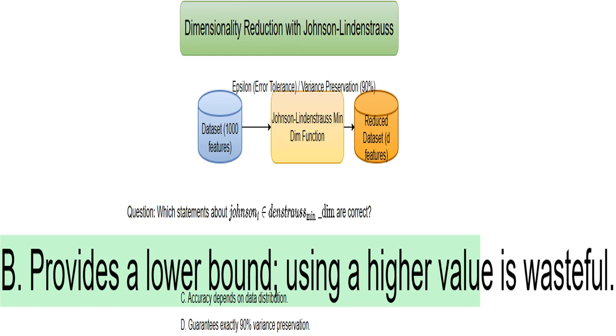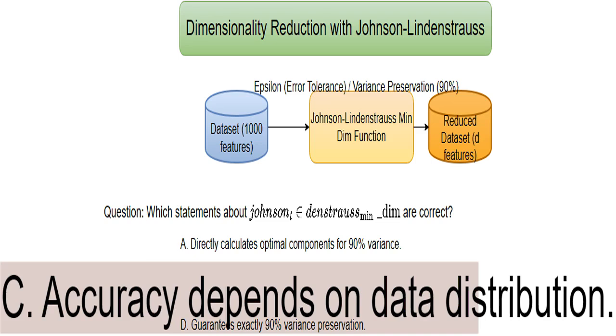This statement is also false. While it provides a lower bound, using a substantially larger number than this lower bound isn't inherently wasteful. In practice, using a higher value can actually improve variance preservation because the theoretical lower bound might be too optimistic given real-world data. This statement is true. The function's accuracy relies on assumptions about how your data is distributed.